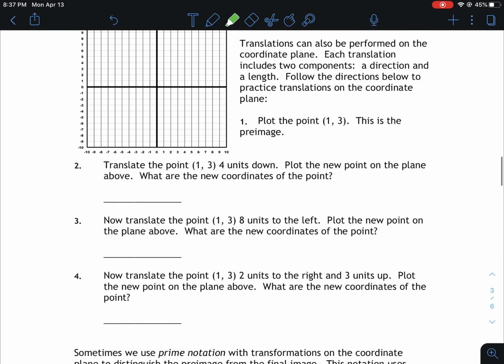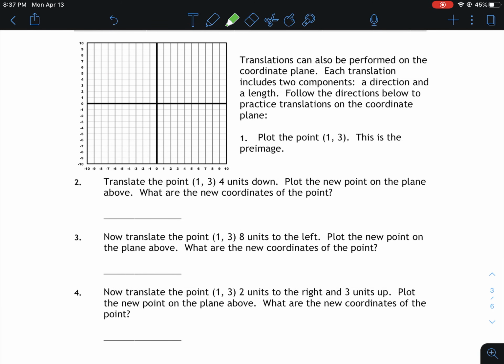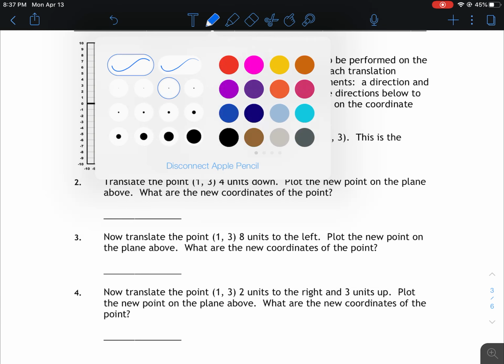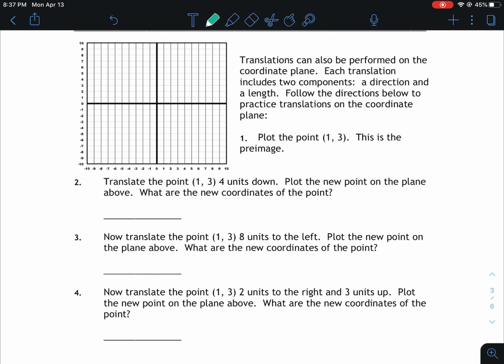All right. So down here, we have a coordinate plane. And I know it's a little confusing with the numbers on the outside, but it was so that you could see things a little bit better. So we're going to start with our pre-image. And it says translations can be performed on the coordinate plane. Each translation includes two components, a direction and a length. Follow the directions below to practice translations on the coordinate plane.